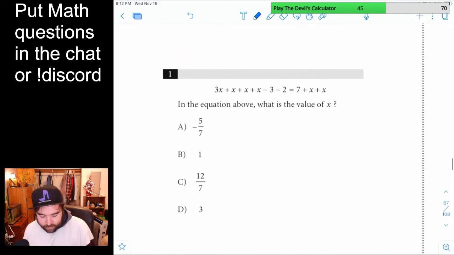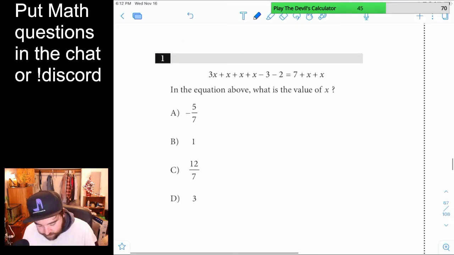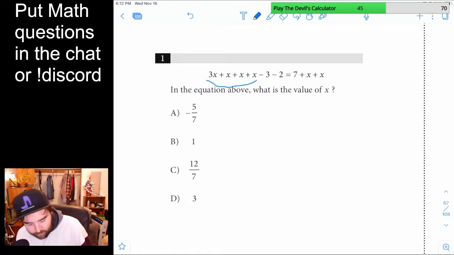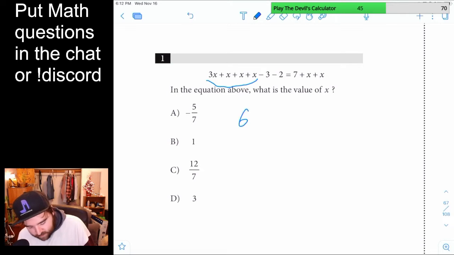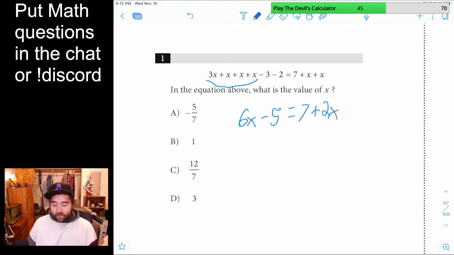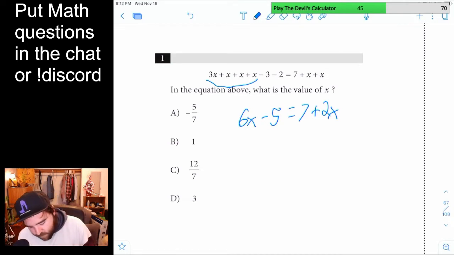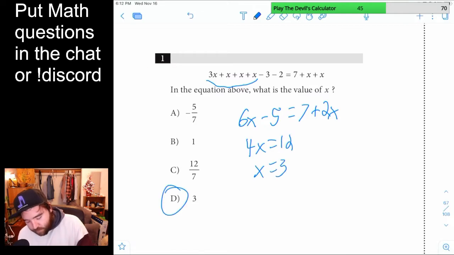Beautiful. This one's silly. They're just trying to get you to combine like terms. So how many x's do we have over here? 3 plus 1 plus 1 plus 1. So that's 6x. And then negative 3 minus 2, negative 5, is 7 plus 2x's. So there we go. Combine like terms. Move the 2x over, move the 5 over. 4x is 12. x is 3. Boom.